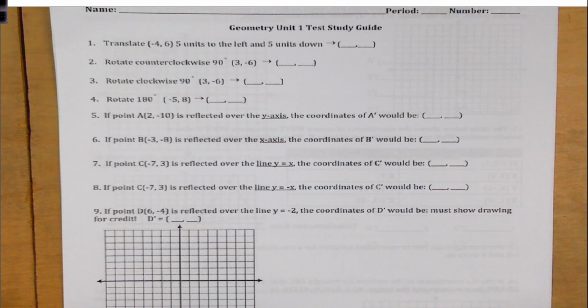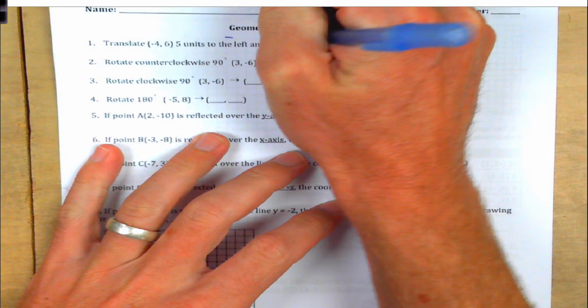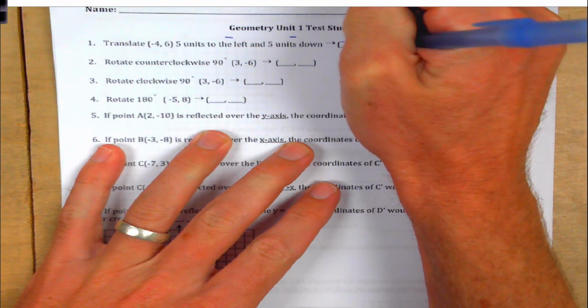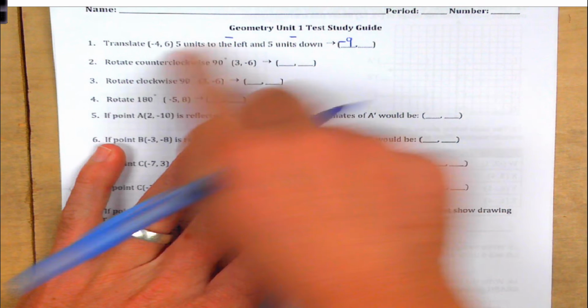So, number one, translate (-4, 6) 5 units to the left, 5 units down. So 5 units to the left means I'm going to subtract, and down means I'm going to subtract. So -4 minus 5 is -9. And then 5 units down, 6 minus 5 is 1.